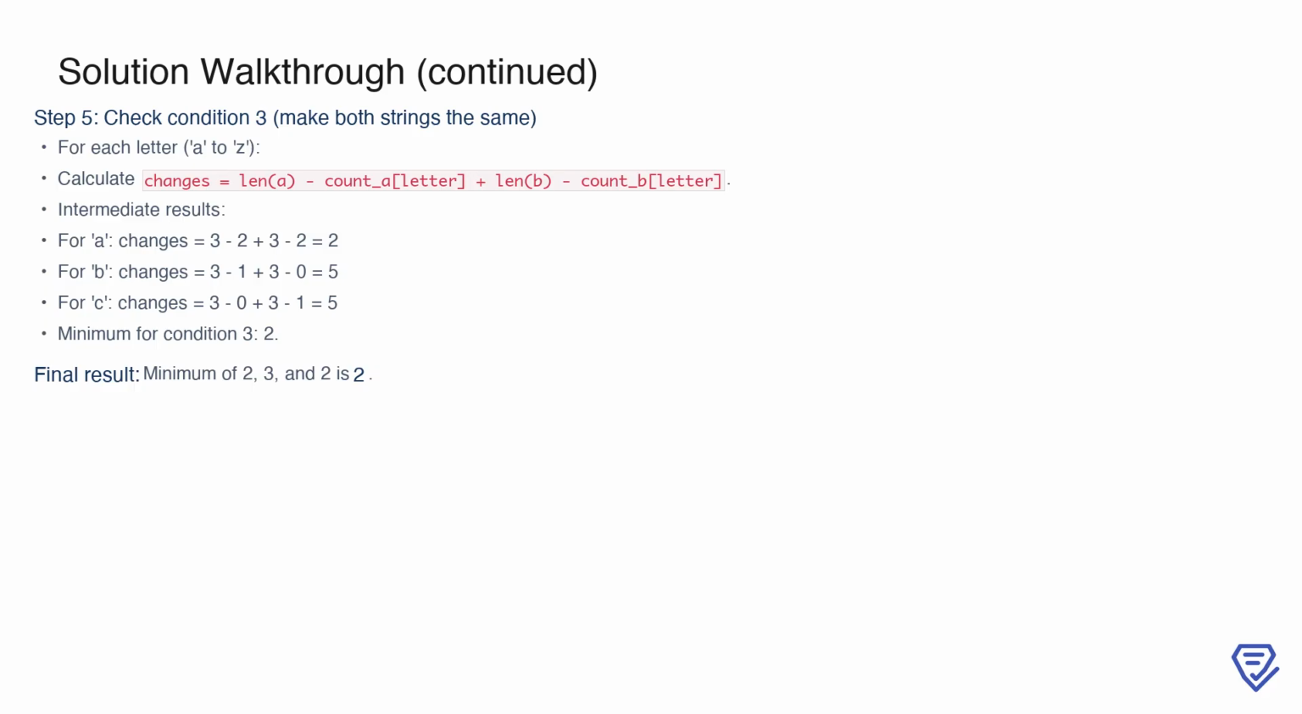Finally, we evaluate condition 3, which is about making both strings A and B identical by converting all their characters to the same letter.